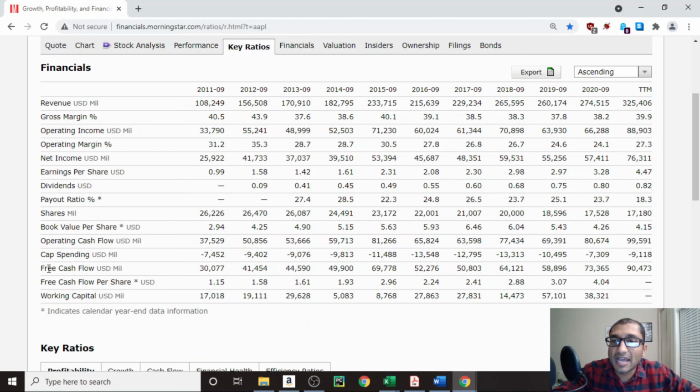Finally, looking at the free cash flow. The free cash flow is what we get when we subtract capital spending from the company's operating cash flow. Back in 2011, Apple's free cash flow was about $30 billion, and for the year 2020, it's about $73 billion. Over the past 10 years, the company's free cash flow has been increasing. I will be using the past 10 years of free cash flow for my expected rate of return calculation, and I will be using the 2020 figure of $73,365 million for my discounted free cash flow (DCF) analysis.